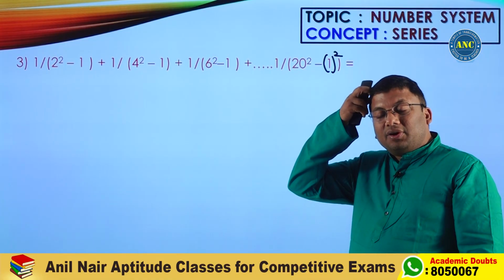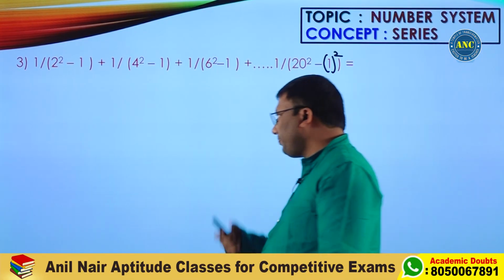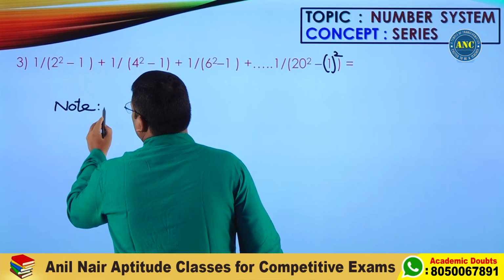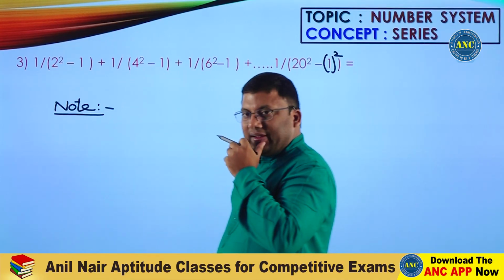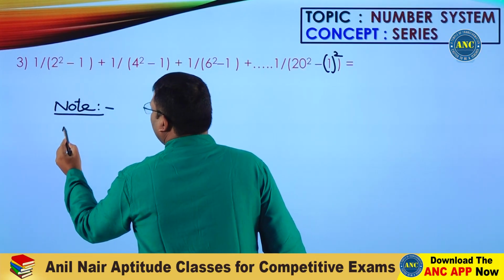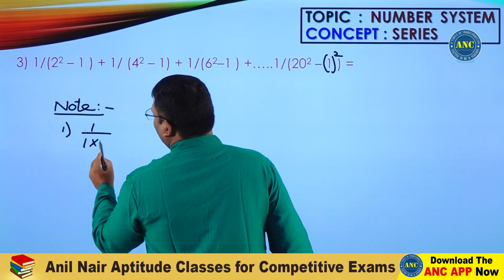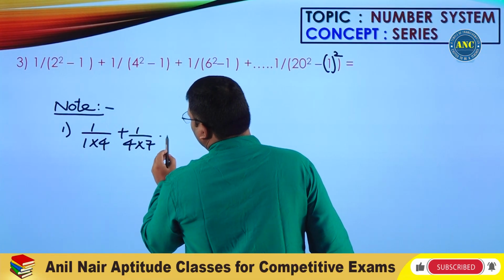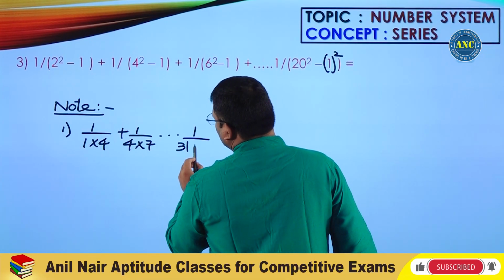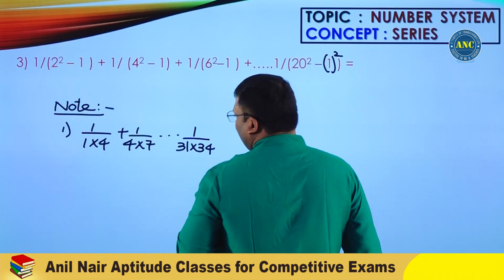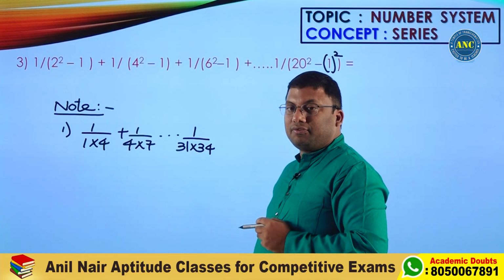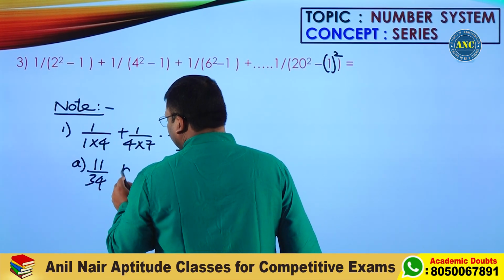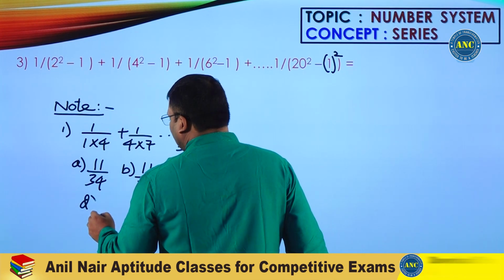Please write down one note. Listen very carefully. Take this example. 1 by 1 into 4 plus 1 by 4 into 7 and so on up to 1 by 31 into 34. Please write down. If options are like this.